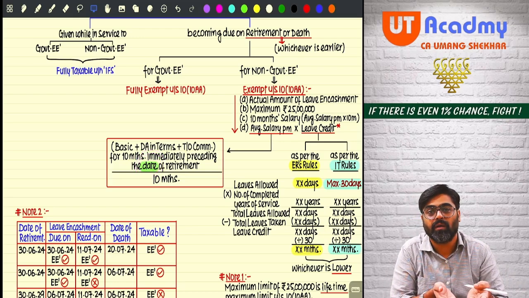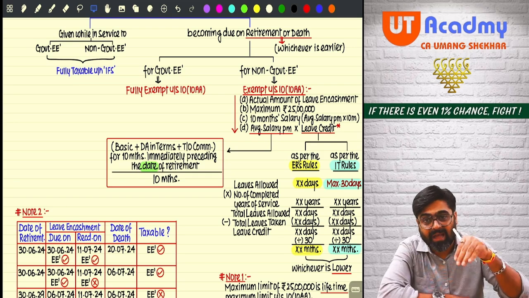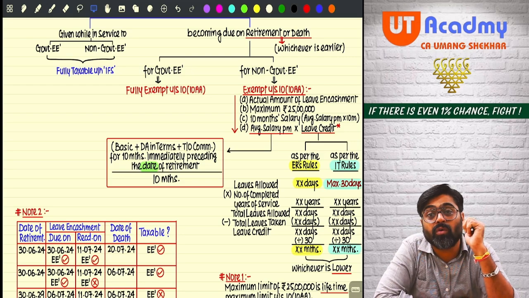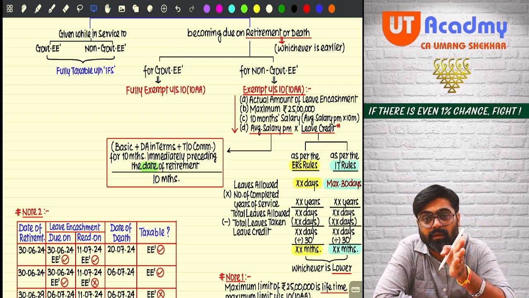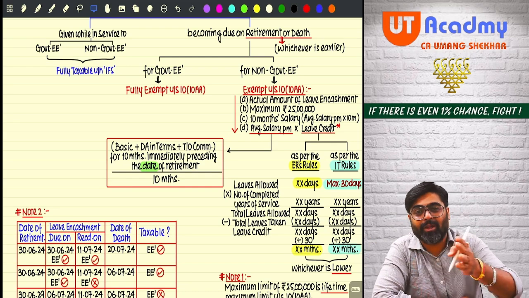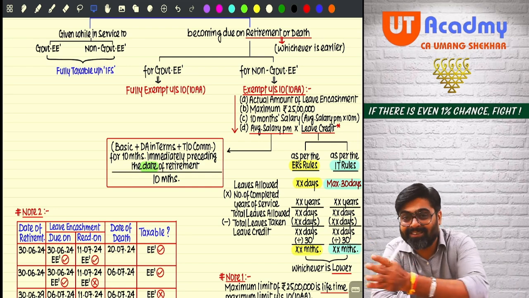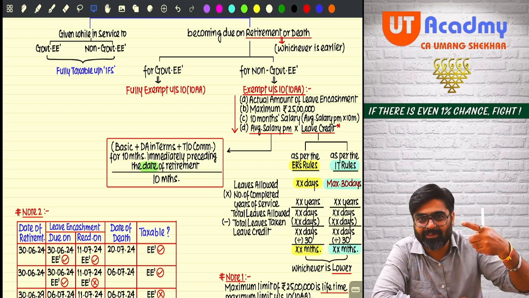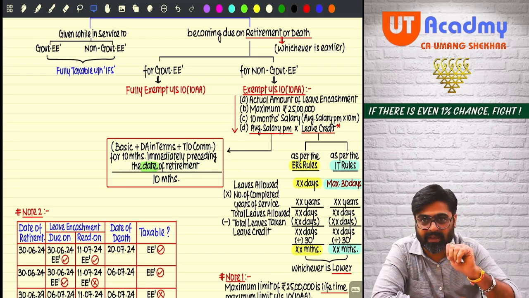Now see, this average salary is for the 10 months immediately preceding the date of retirement. So any manipulation in the salary that happened during these 10 months will be averaged out. Manipulations, yes or no? So hence it is average.